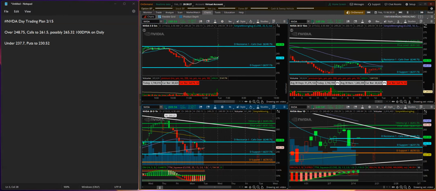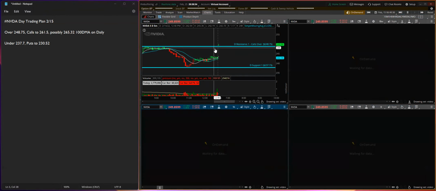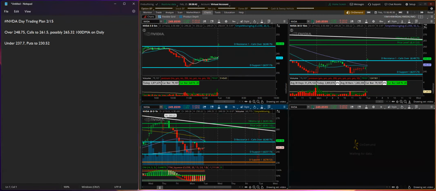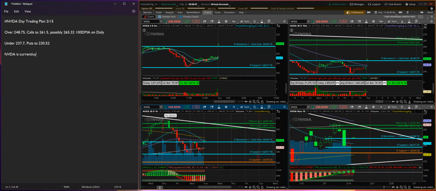So right now it is looking bullish because we are breaking over the 248.75 resistance. So let's go ahead and skip a little bit to about 10 minutes later, and see what happened right here. So my goal, so NVIDIA is currently bullish. Currently bullish right now.